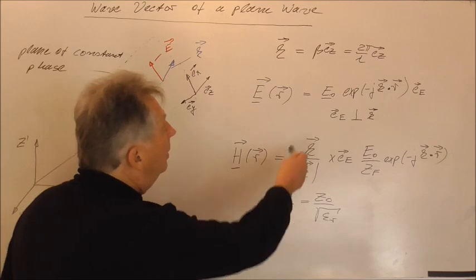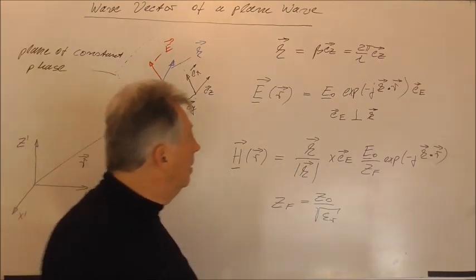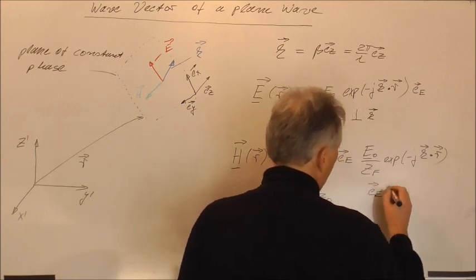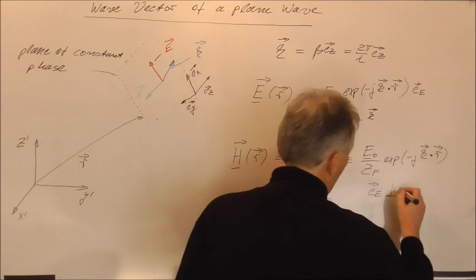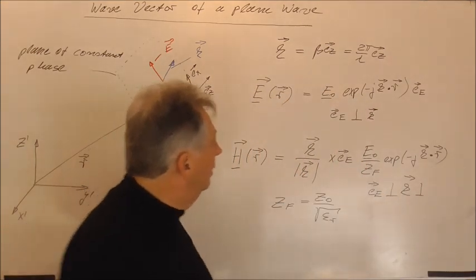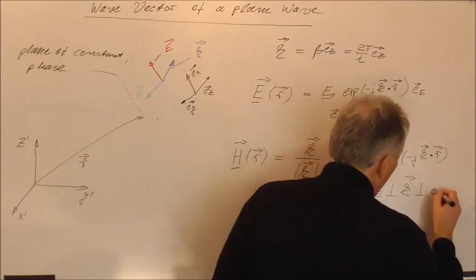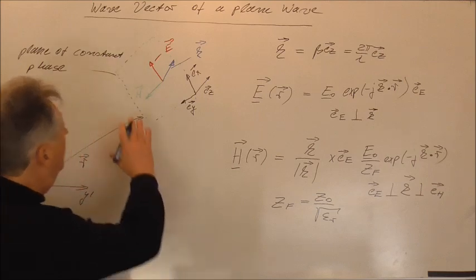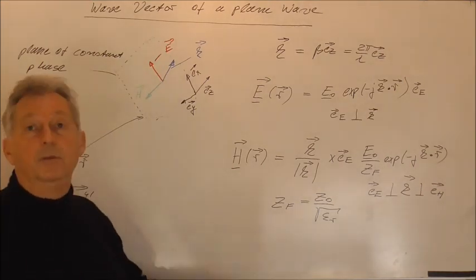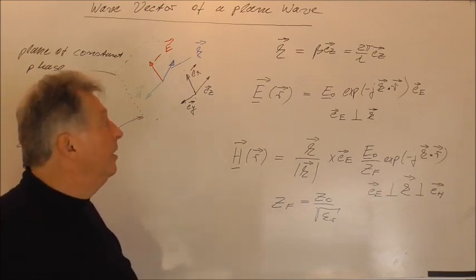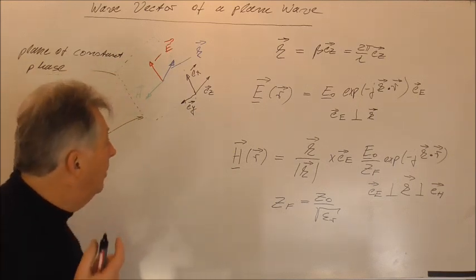And of course this equation will result in the fact that the unit vector of the electric field will be perpendicular to the k vector, and it will also be perpendicular to the direction of the magnetic field. So both fields, or the plane wave, form a so-called TEM wave. This means transversal electromagnetic wave.